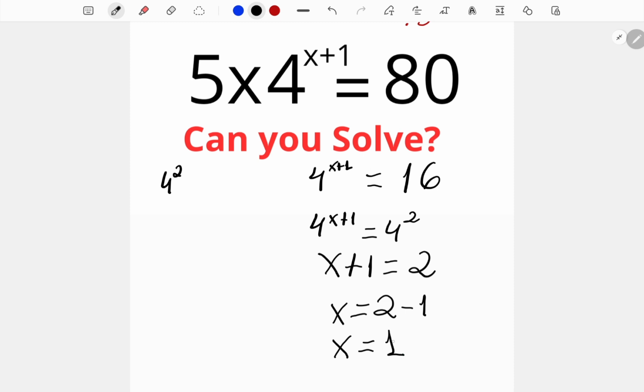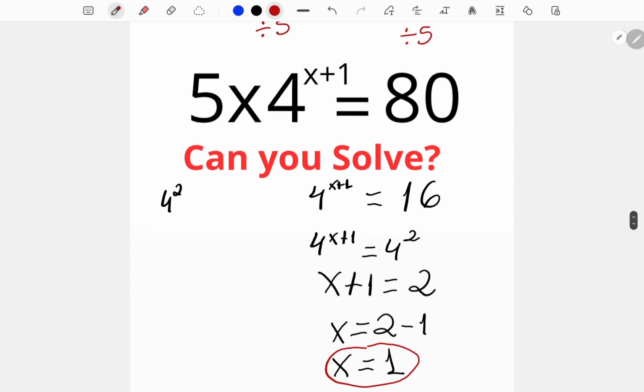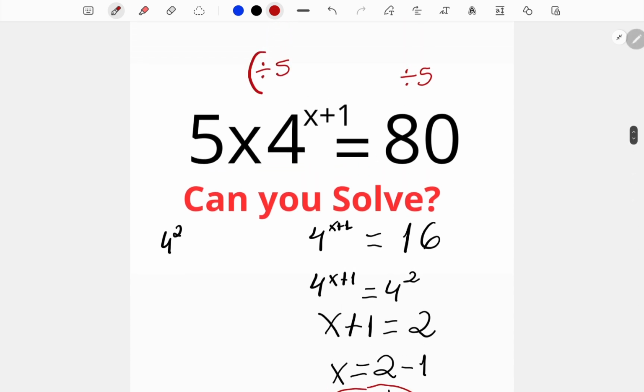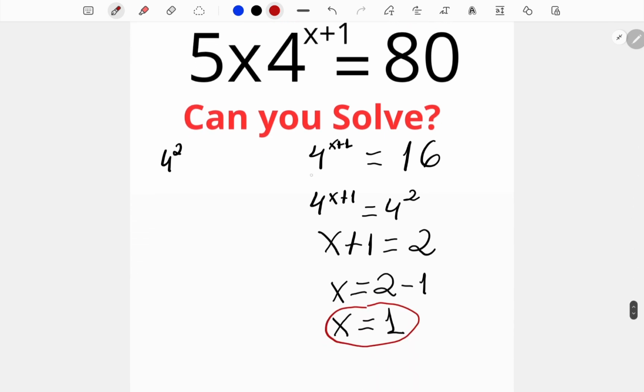Let's quickly recap. We started with the equation 5 times 4 raised to the power of x plus 1 equals 80. We divided both sides by 5, obtaining 4 raised to the power of x plus 1 equals 16. We recognize that 16 can be written as 4 raised to the power of 2. We set the exponents equal to each other, resulting in x plus 1 equals 2. Finally, we subtracted 1 from both sides of the equation, finding that x equals 1.